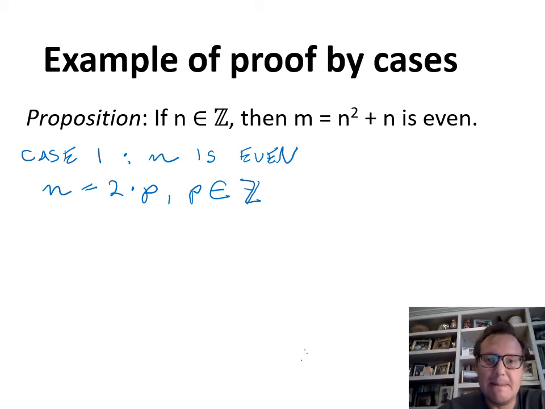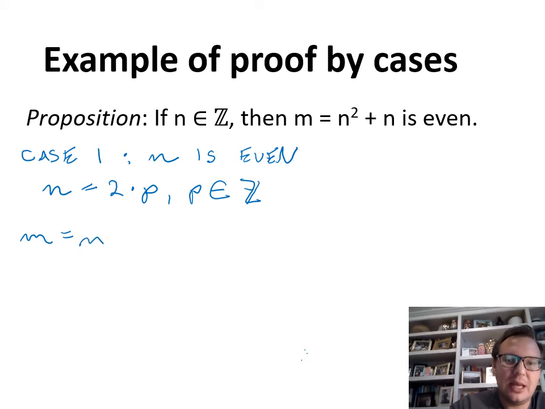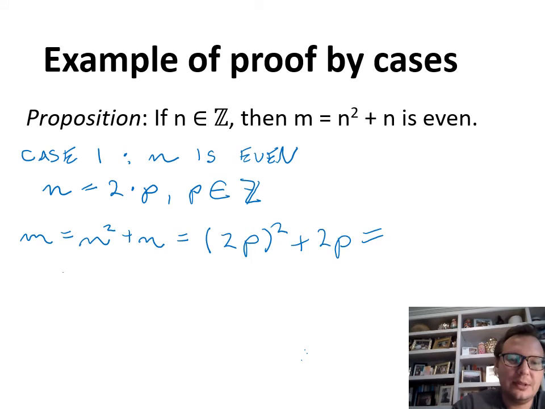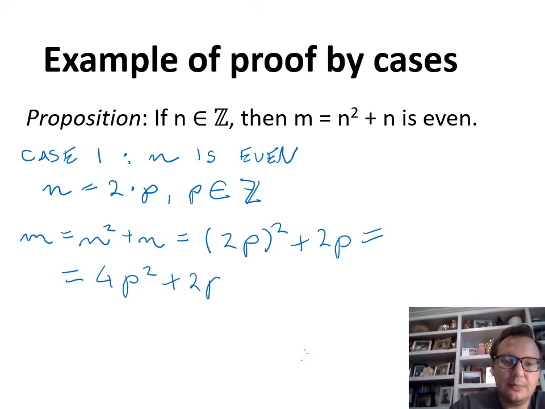Great. And now let's plug this into m. So we have m is equal to n squared plus n, and that's equal to 2p squared plus 2p. That's equal to 4p squared plus 2p. Okay, what do we do next?